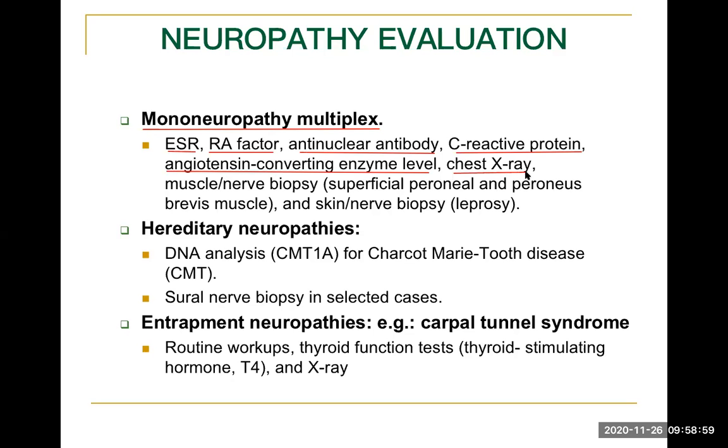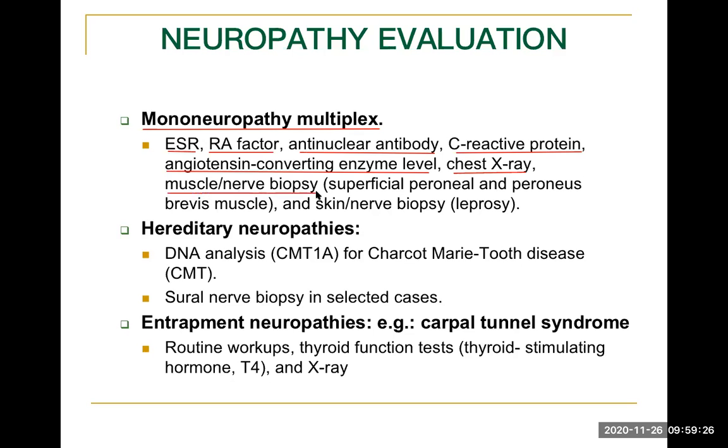Chest X-ray, so many causes you can list here. Again, the important one is sarcoidosis. In sarcoidosis, there are so many findings in the chest. One of the important points you should never forget is bilateral hilar lymphadenopathy. Bilateral hilar lymphadenopathy. And in severe cases, there will be fibrosis of the lung as well.